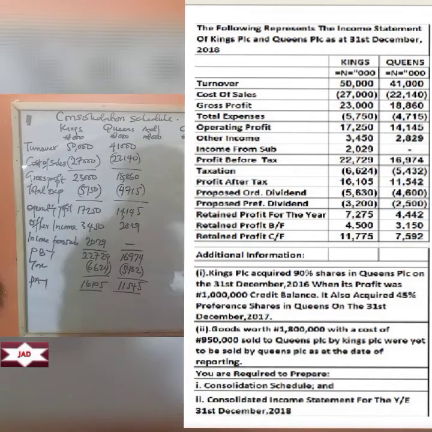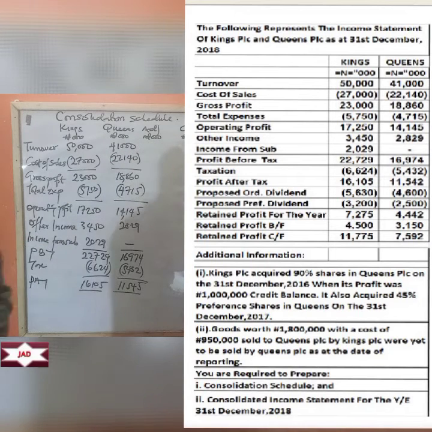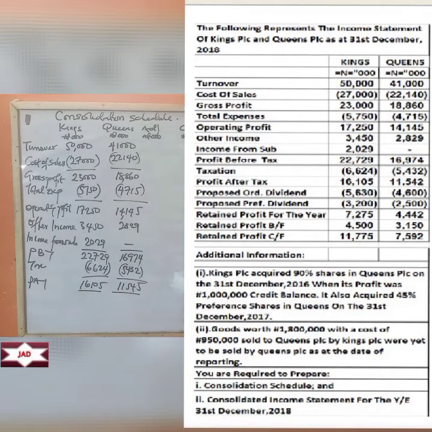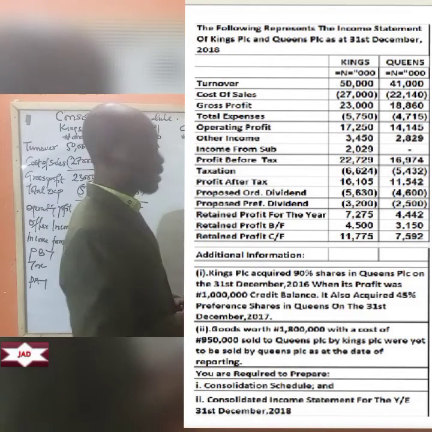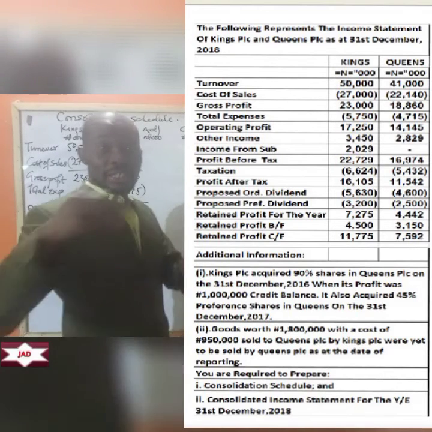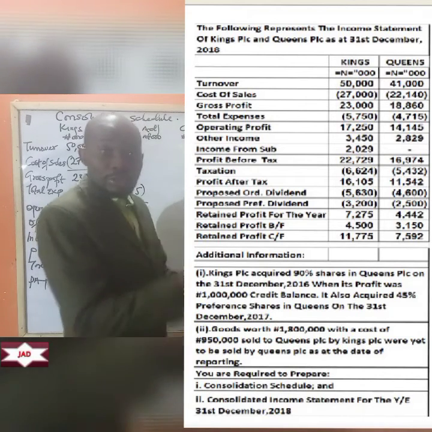Okay. So now before we proceed, let's look at the adjustment to understand if we have any adjustment here before we get to the income from subsidiary. So we have something here saying that goods worth 1.8 million with a cost of 950 sold to Queen's PLC by King's PLC are yet to be sold by Queen's PLC at date of reporting. Of course, that's intragroup sales and purchases. I already taught the class on that, so you should take that to understand what that means. So what we're saying is that the holding company has sold products to the subsidiary, but when we're reporting, there are some part of the product that has not yet been sold by the subsidiary.